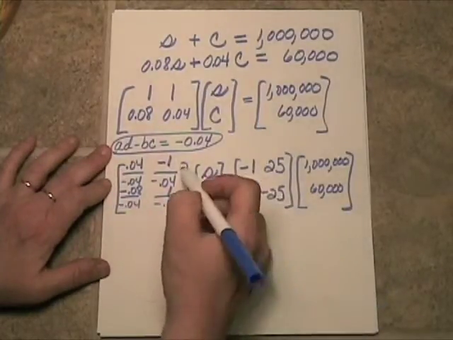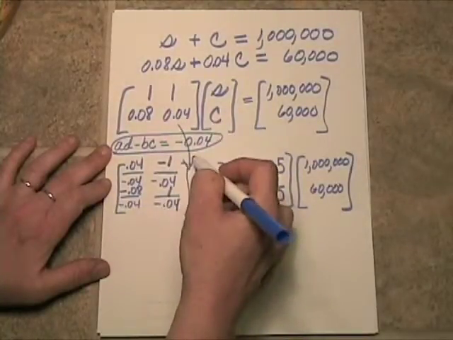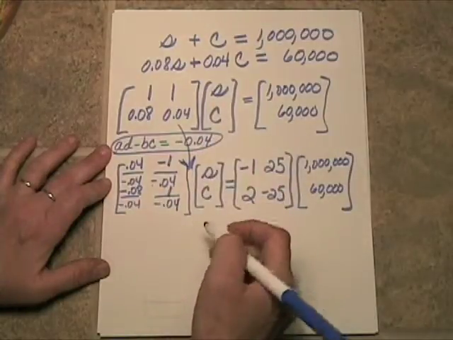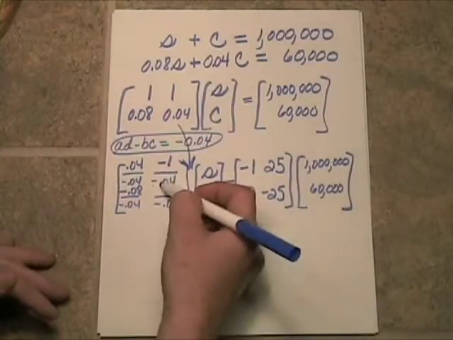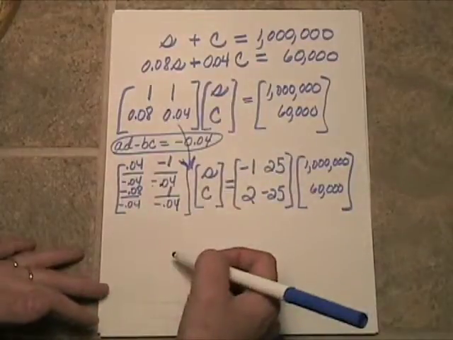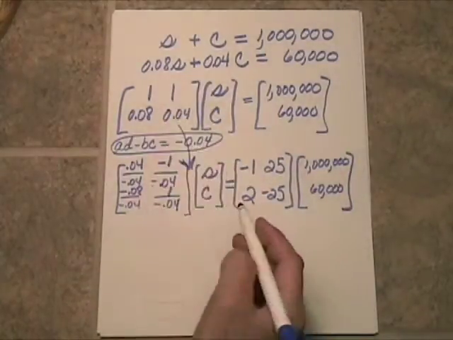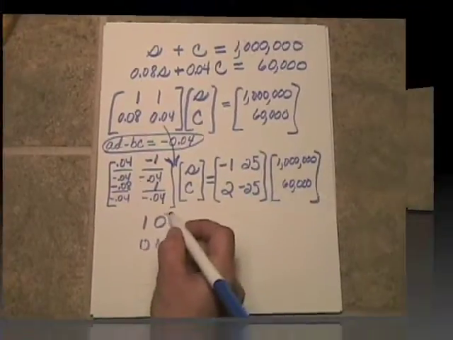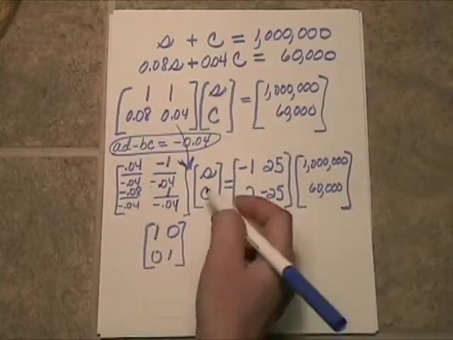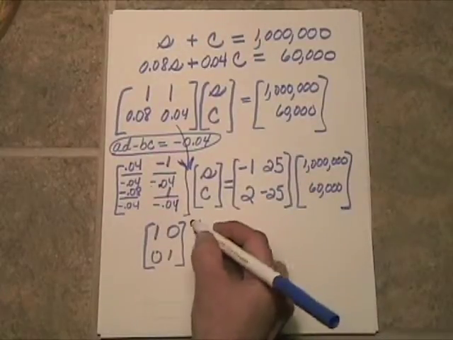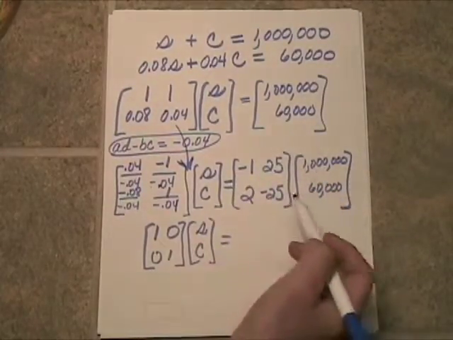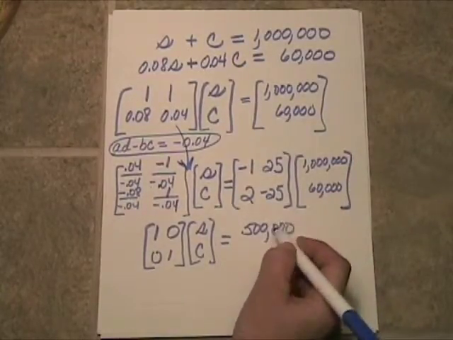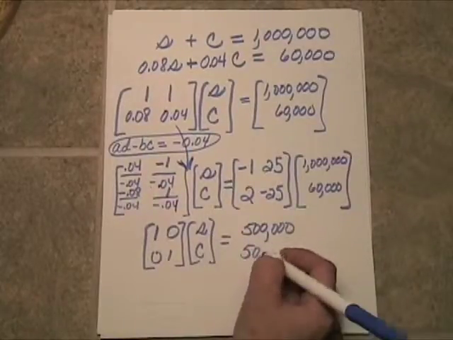oopsie, I just see here that I forgot to bring this down in here. Okay. That gets multiplied times that, which then gets multiplied times that. So the inverse times the original coefficient matrix would give us the identity matrix. Okay, and we take the identity matrix times the S and the C, and that's going to be equal to what we get over here, which is going to be 500,000 and 500,000.